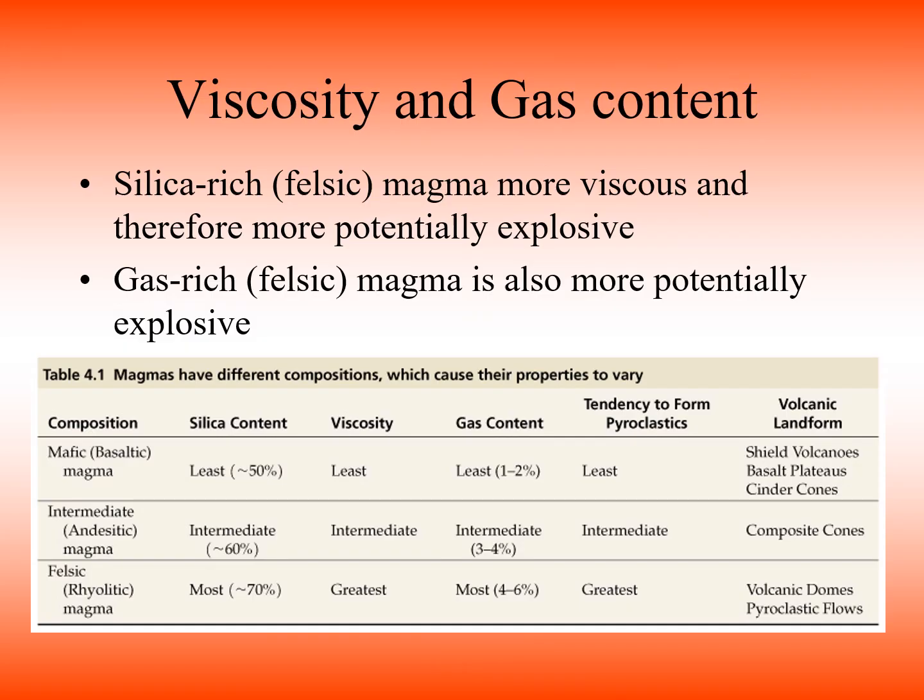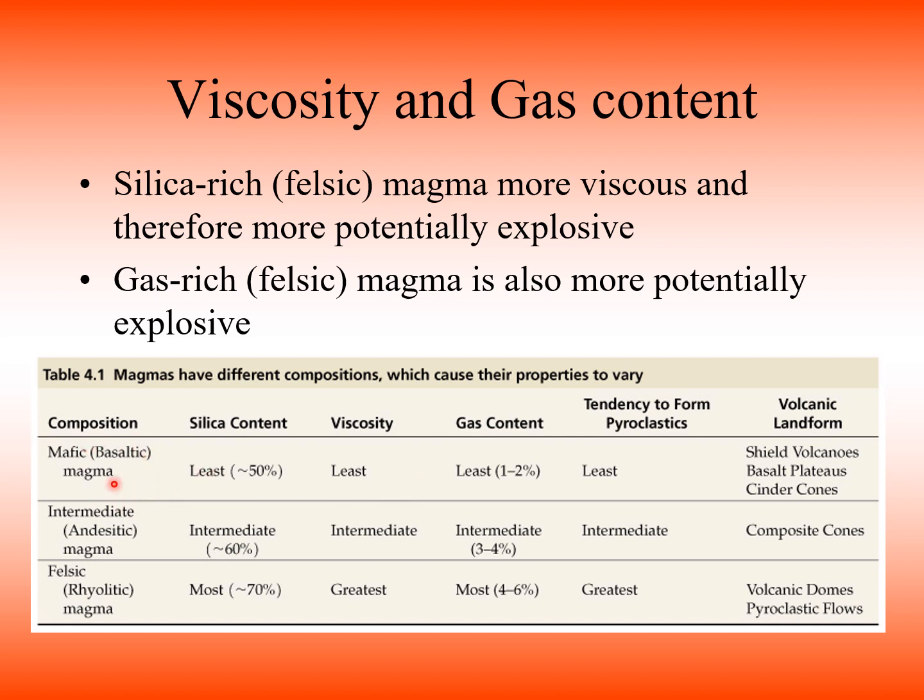So the relationship between viscosity and gas content, as I've mentioned, with silica-rich or felsic magmas, they're more viscous, like I said, and therefore they're able to trap gas a little bit better before the eruption. And so that combination of high gas content and high silica content make felsic eruptions much more explosive, potentially explosive. And here's a table down here from the textbook.